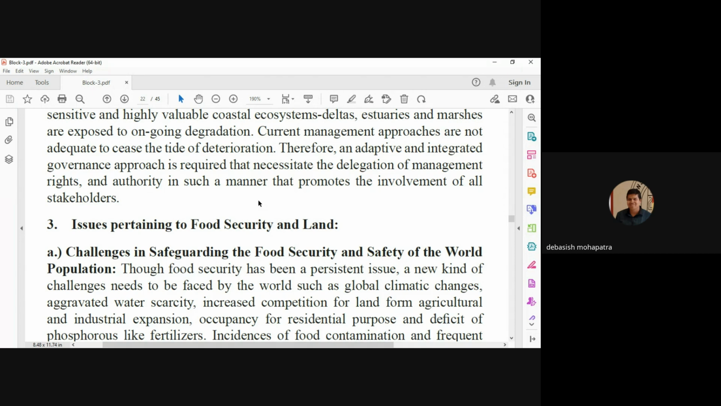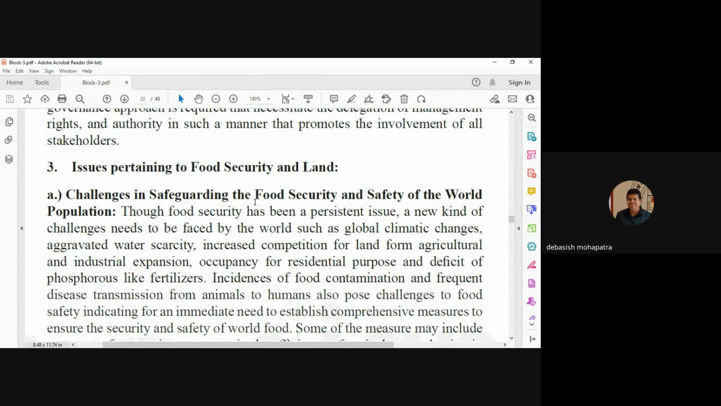Issues pertaining to food security and land. Challenges in safeguarding the food security and safety of the world population. Though food security has been a persistent issue, a new kind of challenges needs to be faced by the world, such as global climate change, aggravated water scarcity, increased competition for land from agriculture and industrial expansion, occupancy for residential purposes, and deficiency of phosphorus fertilizer.